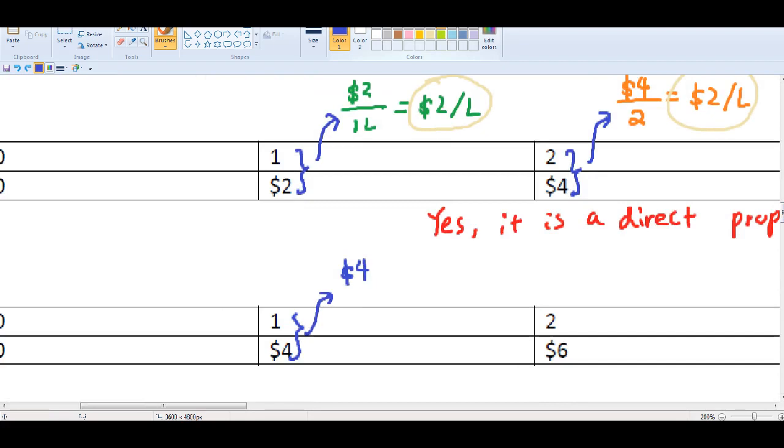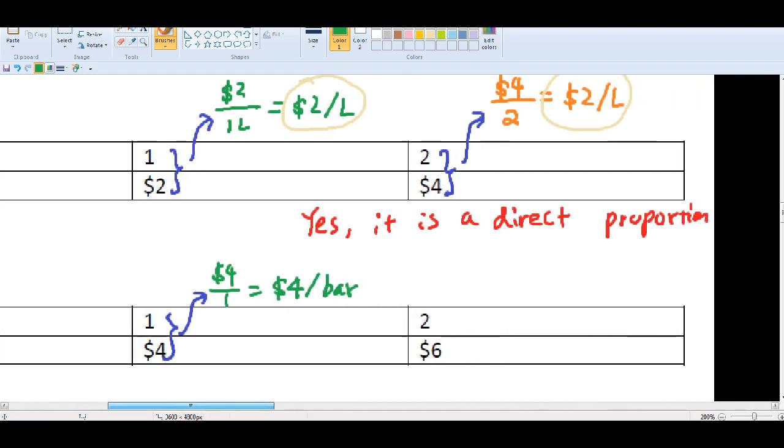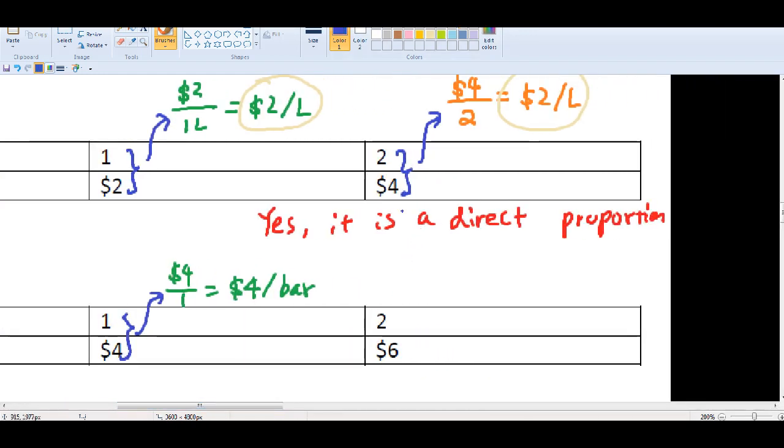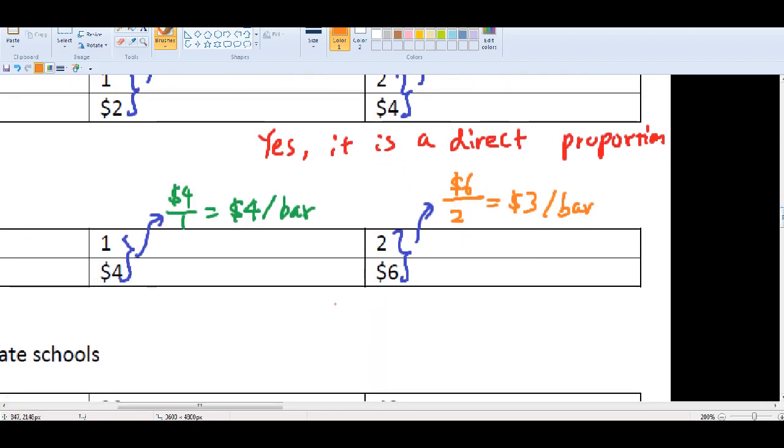Okay, so let me get another color. Sorry. Let's be a bit consistent on that. Okay, so that would be $4 per bar. Okay, but how about the second one? So if you do the second one, use these two numbers. I use $6 divided by 2, and I got $3 per bar, right? Okay, so you see the two rates at two different situations, namely you buy one or two.